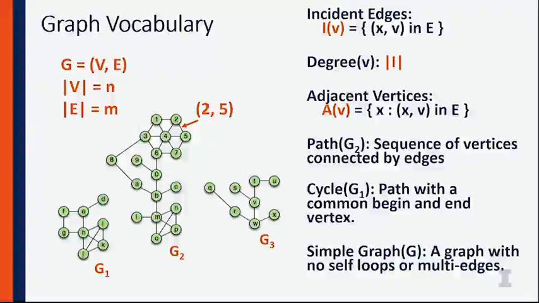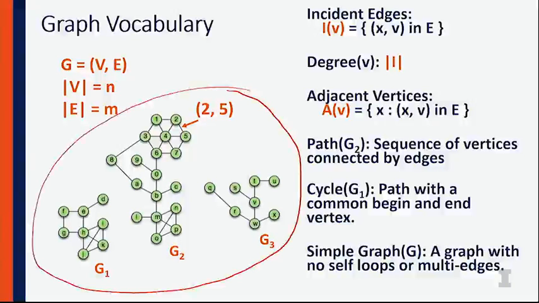Before we dive into actually implementing a graph, let's talk about a little bit of vocabulary about graphs so that we can have a common understanding of exactly what we're talking about. Looking at a sample graph, I'm going to always refer to the big graph as the capital letter G, and G is a collection of vertices and edges.